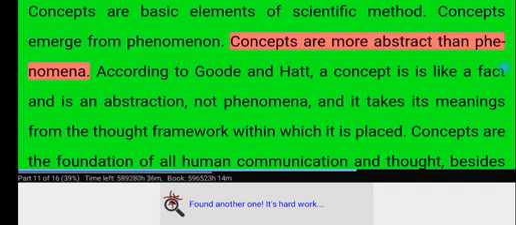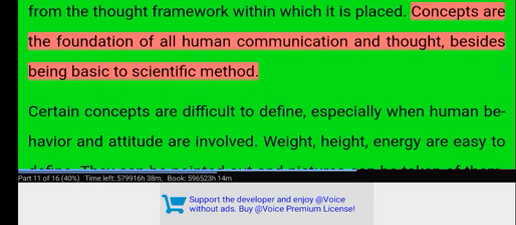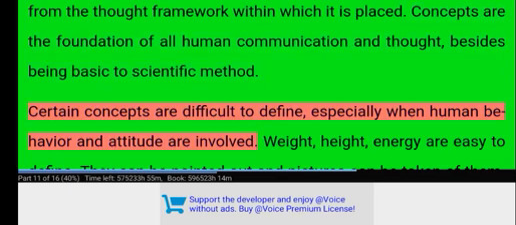Concepts. Concepts are basic elements of scientific method. Concepts emerge from phenomena. Concepts are more abstract than phenomena. According to Good and Hatt, a concept is, like a fact, an abstraction, not a phenomenon, and it takes its meaning from the thought framework within which it is placed. Concepts are the foundation of all human communication and thought, besides being basic to scientific method. Certain concepts are difficult to define, especially when human behavior and attitude are involved.